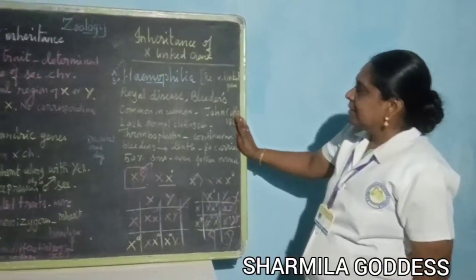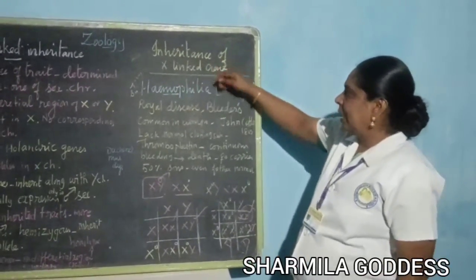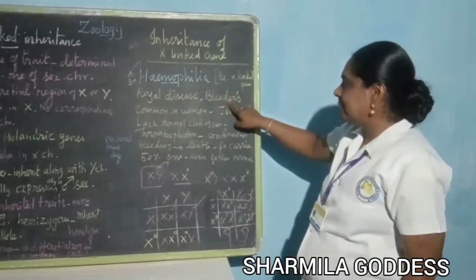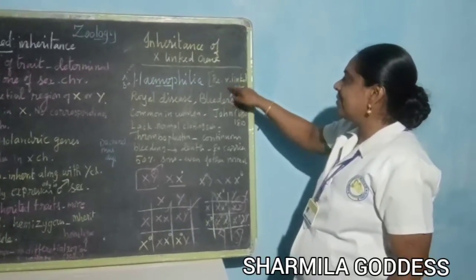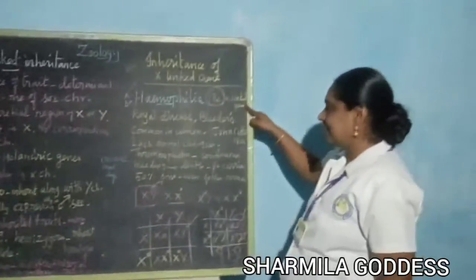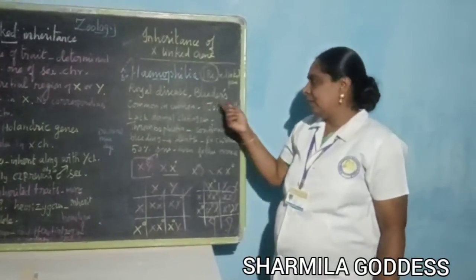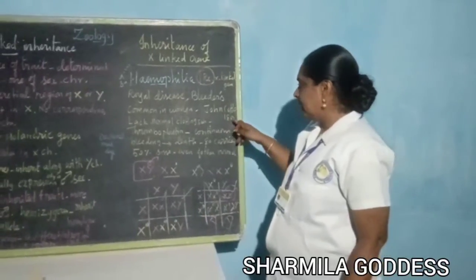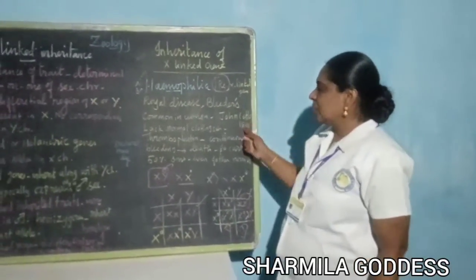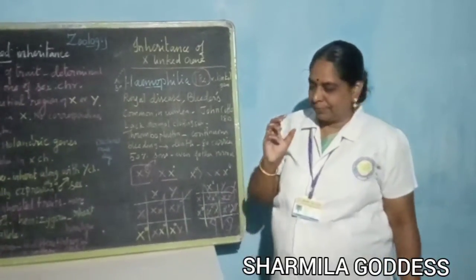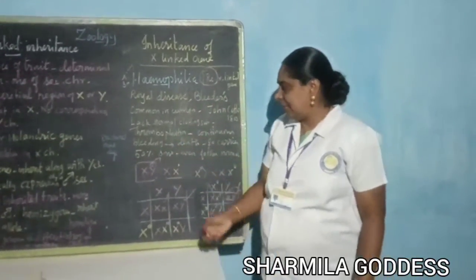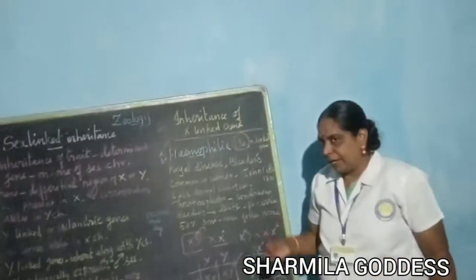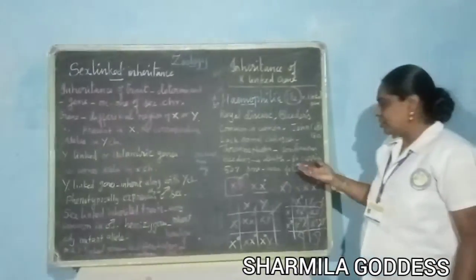Okay, my dear children. Now I will say it once again. Hemophilia is commonly called a royal disease or breeder's disease. It is caused by a recessive X-linked gene. It is more common in women. It was first reported by John Cato in 1803. It is caused by the lack of the normal clotting substance called thromboplastin. If thromboplastin is lacking in the blood, it causes continuous bleeding. This continuous bleeding leads to death.